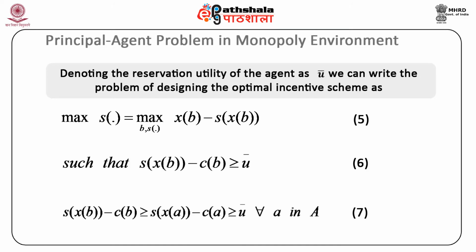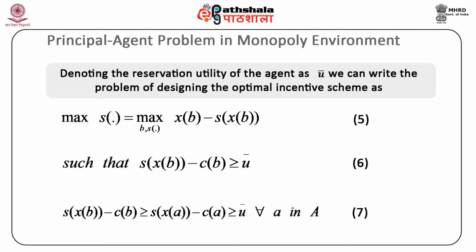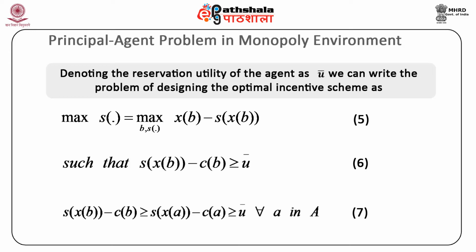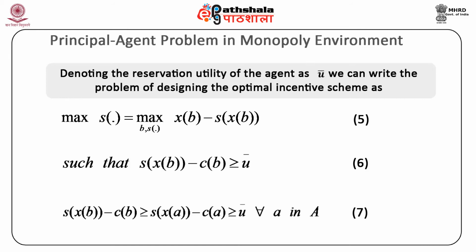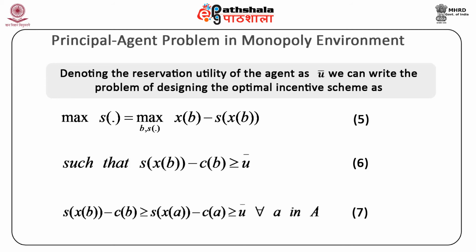The above optimization problem states two constraints. First, the participation constraint, and second, the incentive compatibility constraint. Condition 6 is the participation constraint, which is imposed upon the agent. Not to participate is one of the actions of the agent. Thus, the participation constraint states that reservation utility is the minimum utility level which the agent must get.